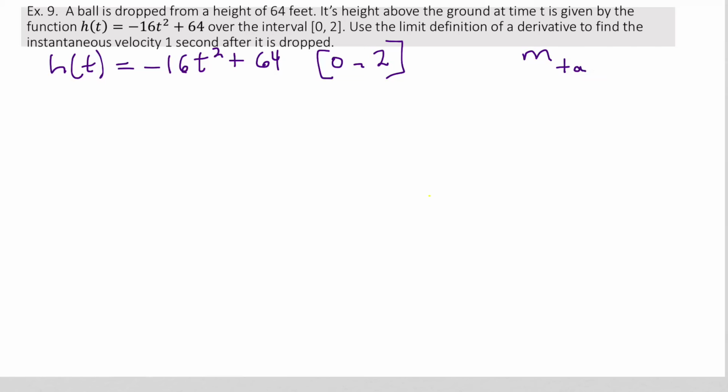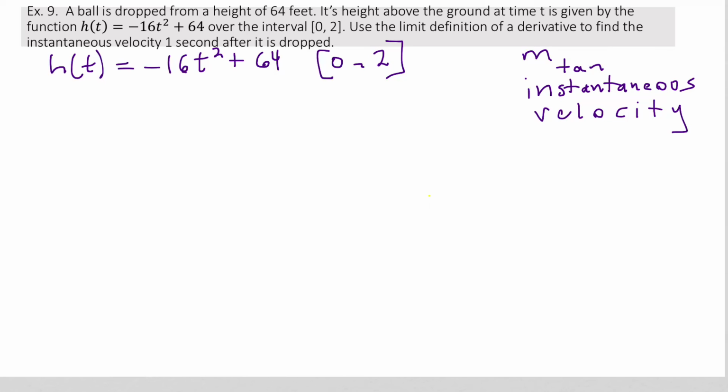Alright, so let's do an application problem here. A ball is dropped from a height of 64 feet. Its height above the ground at time t is given by the function h of t, minus 16t squared plus 64 over the t interval 0 to 2. Use the limit definition of a derivative to find the instantaneous velocity 1 second after it is dropped. Alright, so the instantaneous velocity is the same thing as the slope of the tangent line.